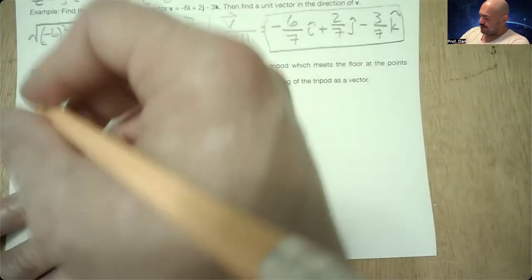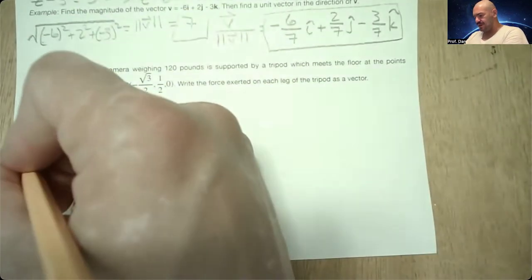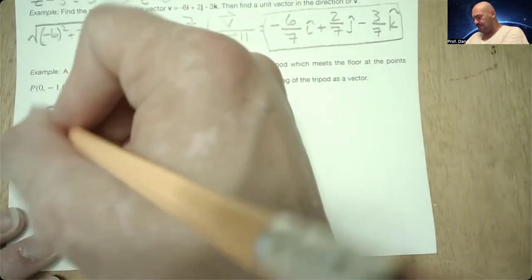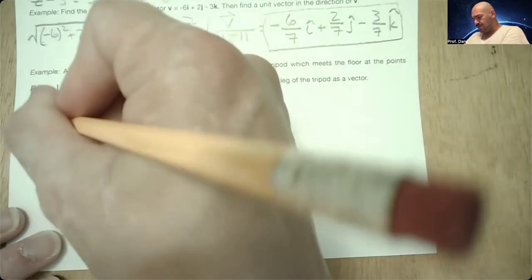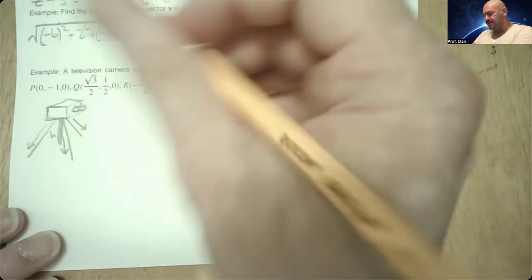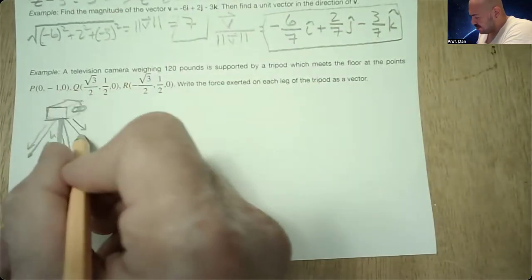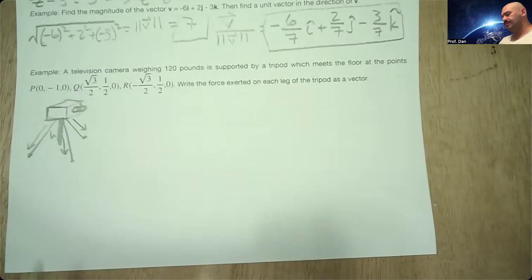So the height is also going to be something important to know here. We're going to call that the height h, right? Then we know the coordinates for each of these points.